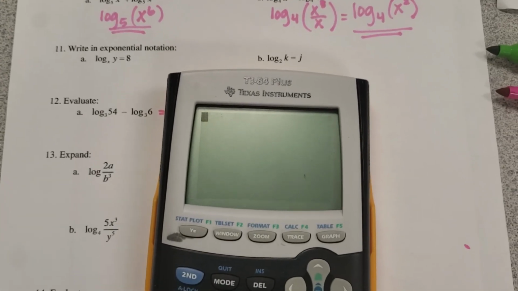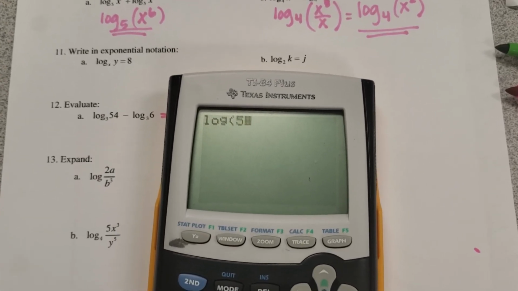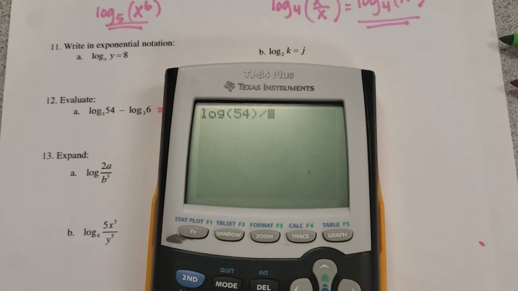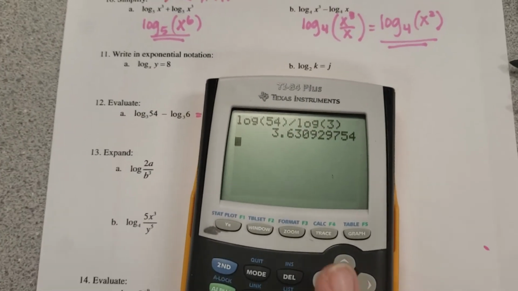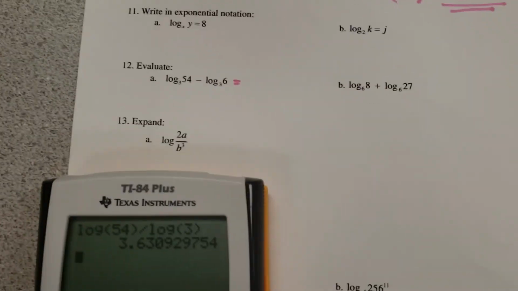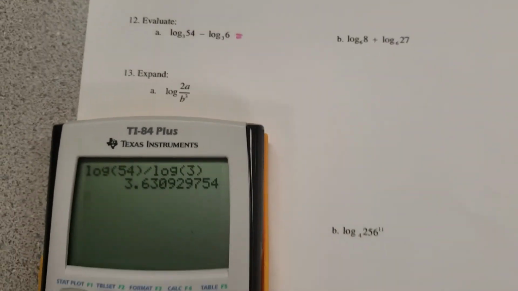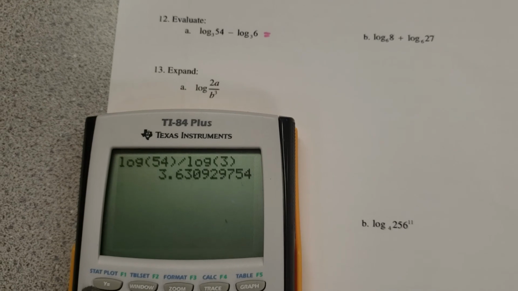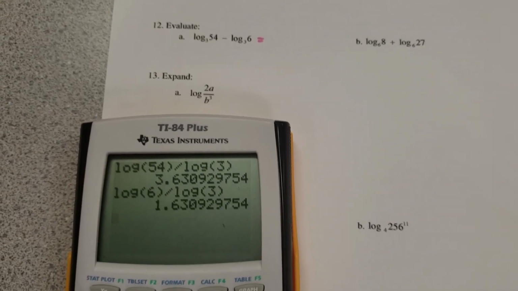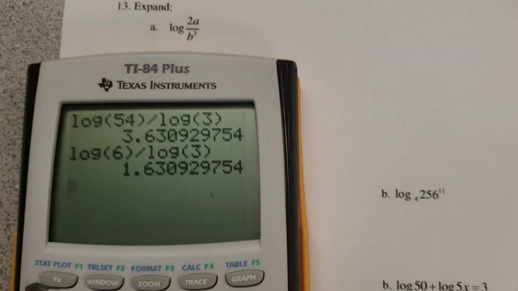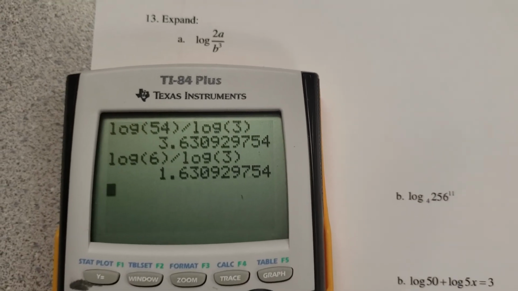So if you're doing change of base, you do the log of the result divided by the log of the base. So it'd be log, okay, now we get a decimal, and then log base 3 of 6. So log of 6 divided by log of 3 is 1.6309. Notice those decimal endings are almost the same.